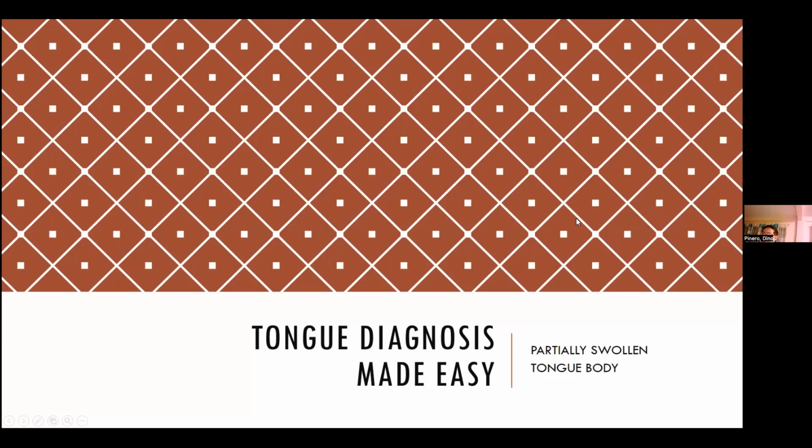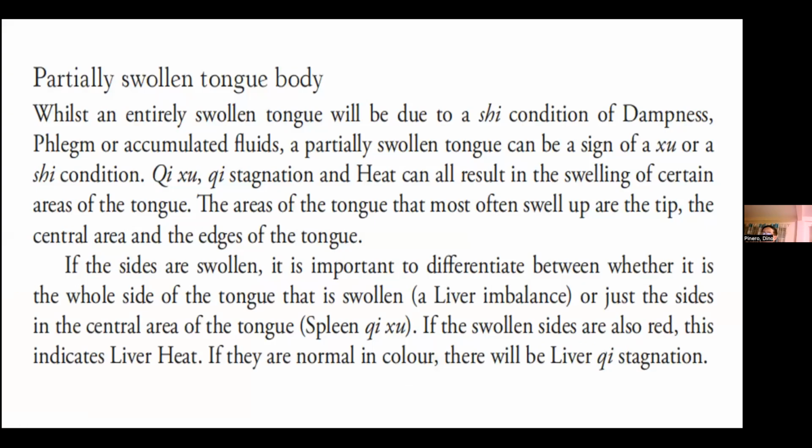Now we continue with the tongue diagnosis made easy sa partially swollen tongue body. While an entirely swollen tongue will be due to an excess condition of dampness, phlegm, or accumulated fluids, a partially swollen tongue can be a sign of a deficiency or excess condition. Qi deficiency, Qi stagnation, and heat can all result in the swelling of certain areas of the tongue.